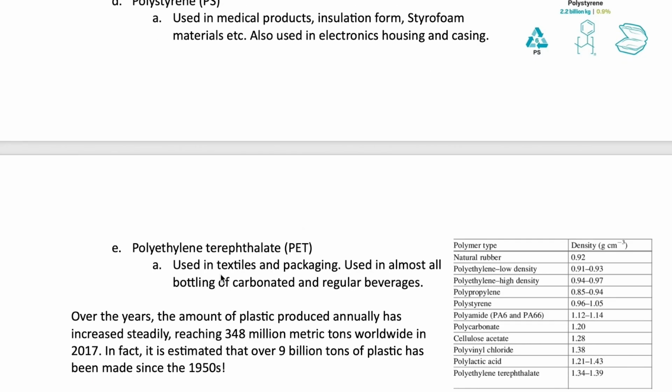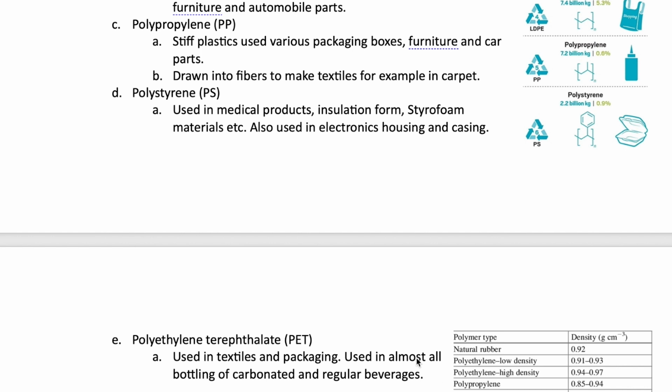And the last one we're going to talk about is polyethylene terephthalate, or PET. And this is used in textiles and packaging. Almost all of your soda bottles, regular beverages, use PET as the plastic that's being used. So you know how stiff some of those bottles are, right? A lot of times it's a mixture of plastics that's being made to actually create that specific material. But the major component in those bottles are the PET plastics.